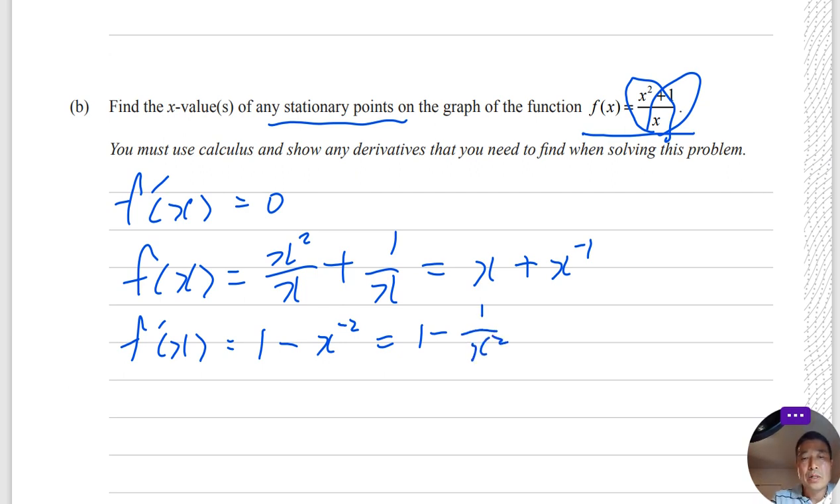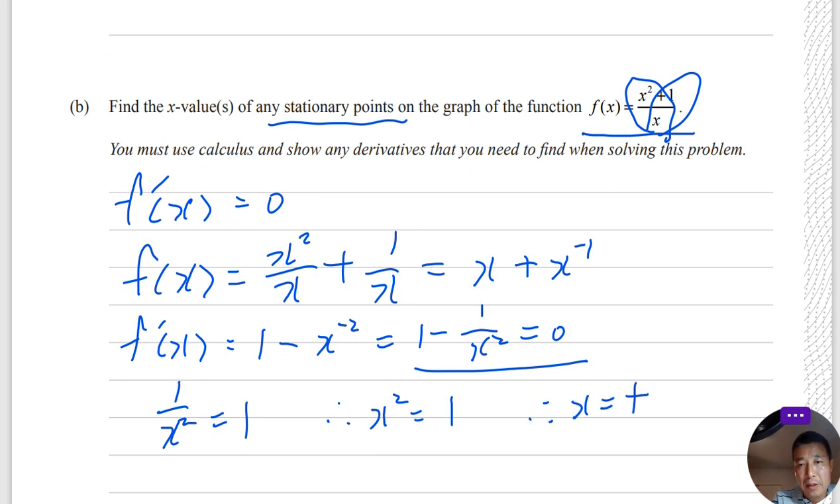All right. So to find any stationary points, we have to set this one 0 and find x. So in this equation, 1 over x squared equals 1. That means x squared is 1, isn't it? Hence, x equals what? Plus minus 1. Easy, isn't it?